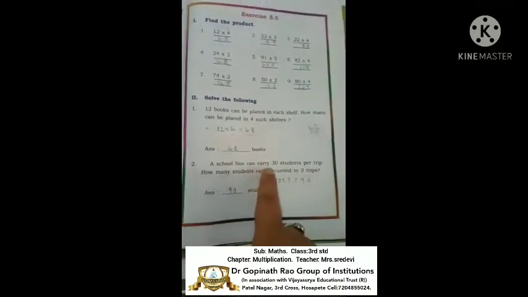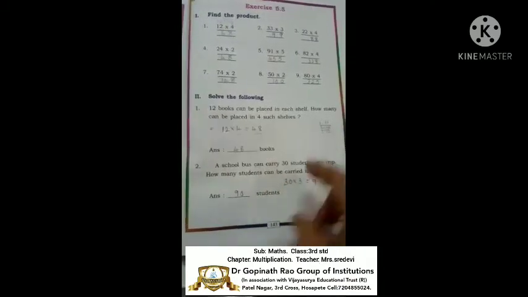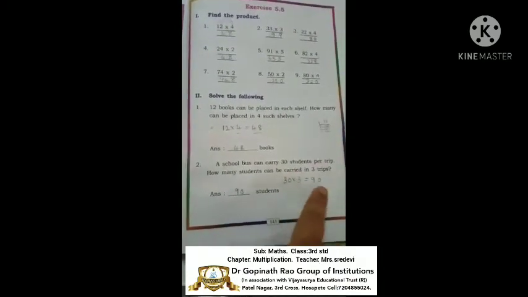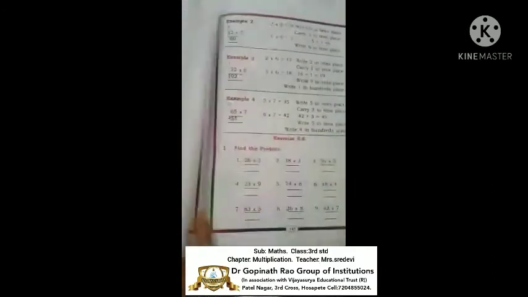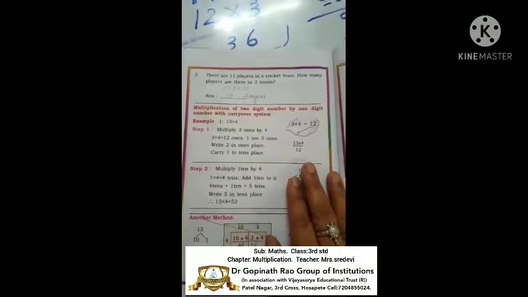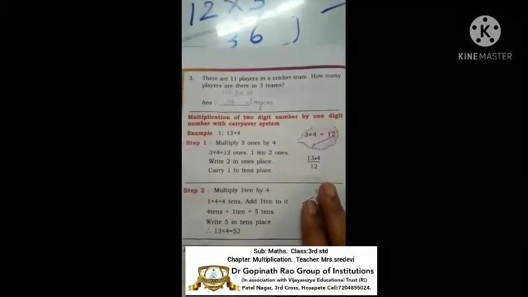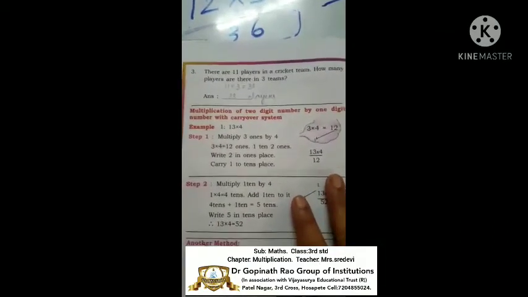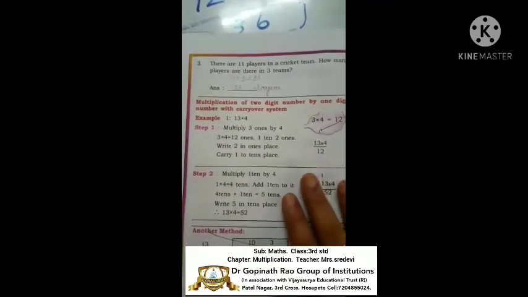A school bus can carry 30 students per trip. How many students can be carried in 3 trips? 30 into 3. 3 3s are 9, so it is 90 students. There are 11 players in a cricket team. How many players are there in 3 teams? How will we calculate? 11 players are there and now we have 3 teams. We can do 11 plus 11 plus 11, or else we can do 11 into 3. That is 33 players.